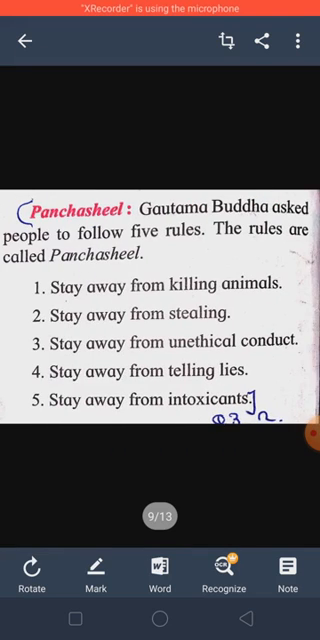Panchashil. The next one is Panchashil. Gautam Buddha asked the people to follow five rules. The rules are called the Panchashila. Stay away from killing animals. Stay away from stealing. Stay away from unethical conduct. Stay away from telling lies. Stay away from intoxicants.